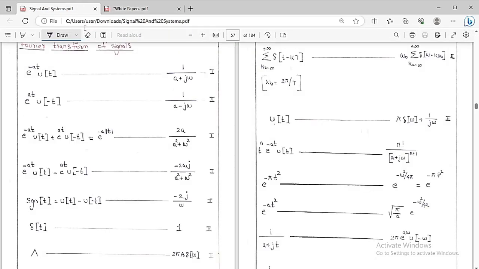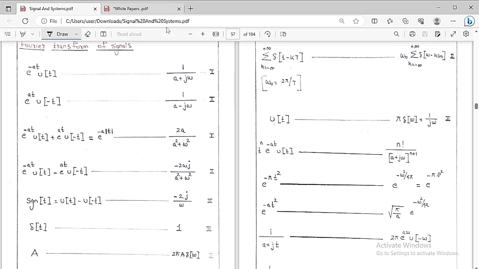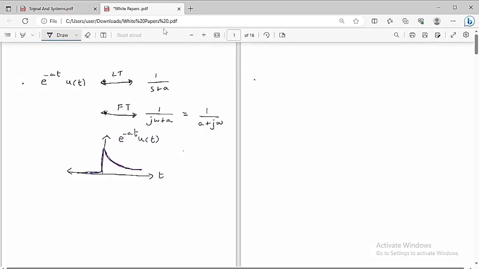Now let's go for another signal. The second signal is e to the power of at into u of minus t. For e to the power of at into u of minus t, the Fourier transform is 1 by a minus jω. If you want the picture, let me show you here. So for e to the power of at into u of minus t, the transform is 1 by a minus jω.